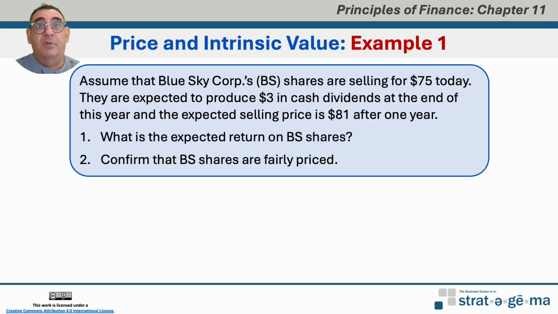So here's a basic example of price and intrinsic value. Let's assume that Blue Sky Corporation, or BS shares, are selling for $75 today.